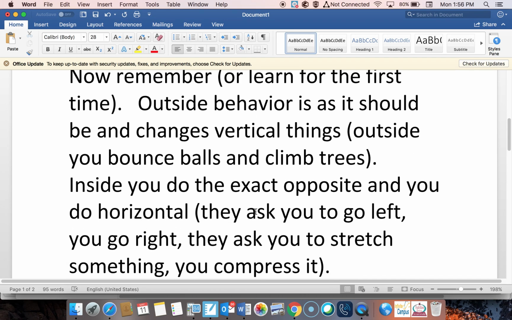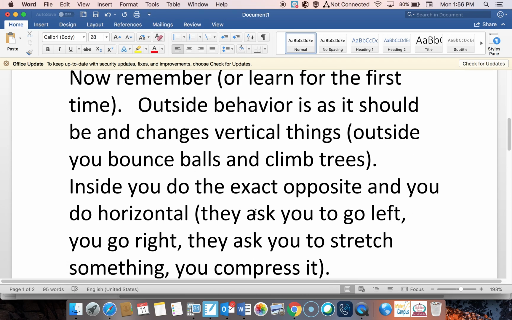Now, remember what we've learned before, or if you didn't learn it before. This was Mr. Malky's brilliant idea. It still works. Outside things behave as they should, and it's vertical things. You climb trees, bounce balls, dig holes, and go in holes. Outside is vertical things. You do what you're supposed to. Inside, you do the exact opposite. If you're asked to go left, you go right. If they say stretch it, you compress it.